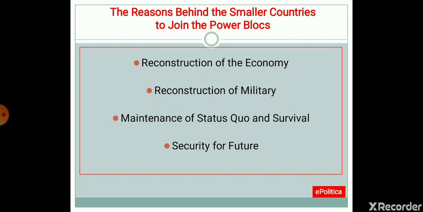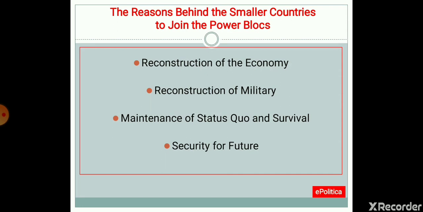The fourth important reason why the smaller countries were participating was security for the future. It is very important to note in this connection that most of the smaller countries have many small border issues or conflicts with neighboring countries. In order to avoid future confrontation with a neighboring country, they needed to depend largely on these power blocs.